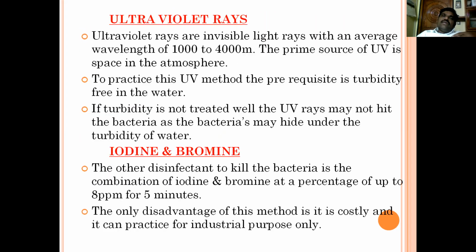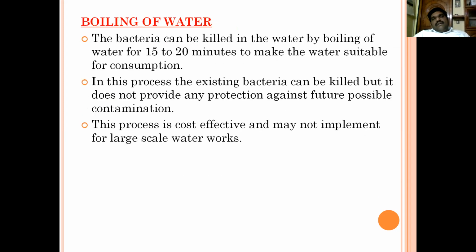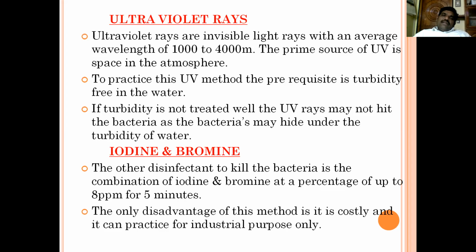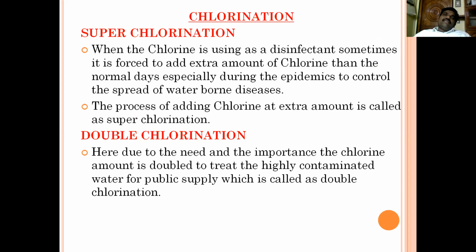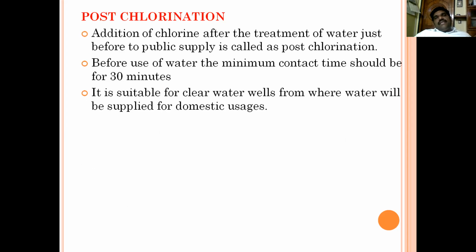Whenever you have a question, write different theories of disinfection. You must write all, including chlorine: boiling of water, ozone, ultraviolet rays, iodine and bromine, potassium permanganate, excess lime, superchlorination, double chlorination, plain chlorination. If you get a question to write detailed notes on chlorination, you must write superchlorination, double chlorination, plain chlorination, dechlorination, pre-chlorination, post-chlorination, based on the time and marks, and based on the type of question they ask. Your answer must be accordingly.